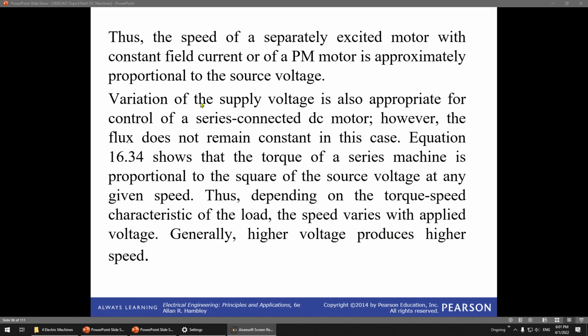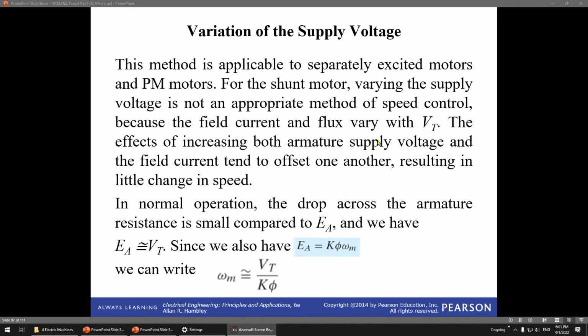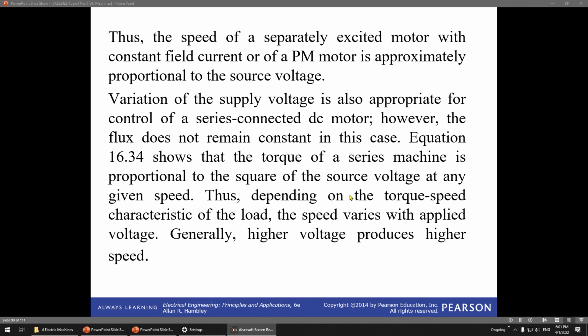For series connected, you can also use voltage control. No problem. The only problem is the shunt connection. And you also need to know that the higher the voltage, the faster the speed.